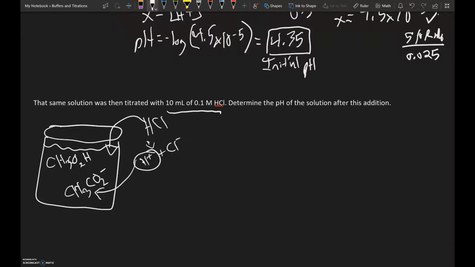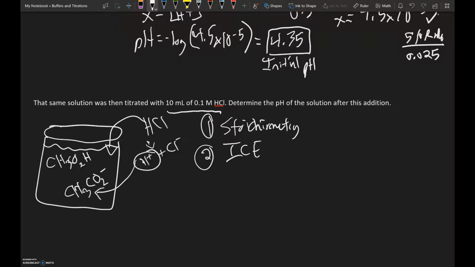That's what we have to do. So this is a two-part problem. The first part is applying some stoichiometry, and then the second part will be using the ICE chart as we've been doing above.